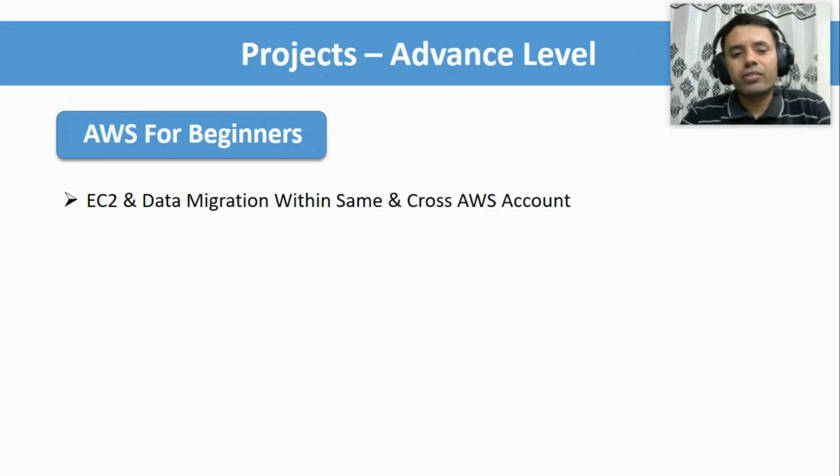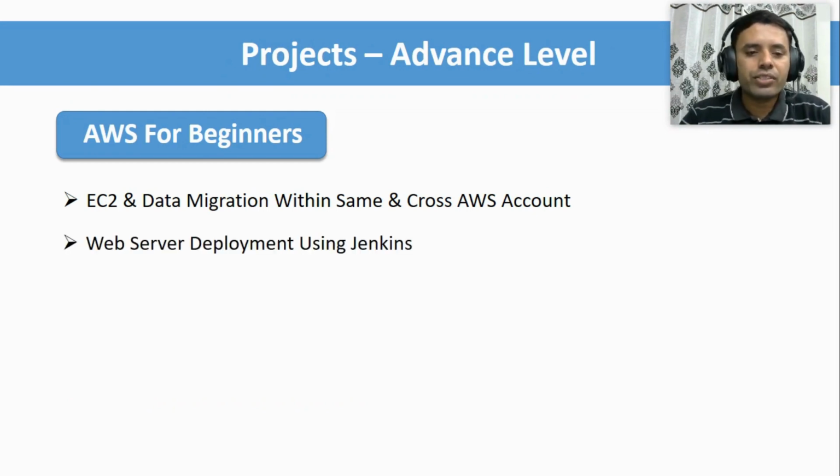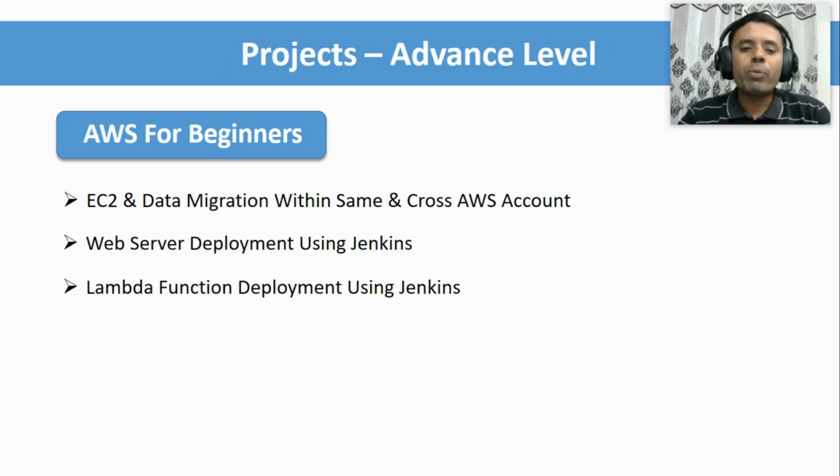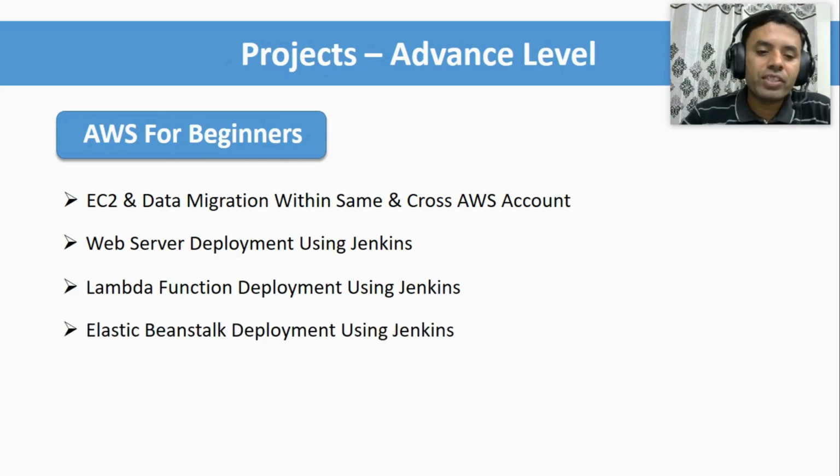Suppose you want to migrate an EC2 instance, or do a data migration from one AWS account to another one. Okay, so we will see that in a separate session. Then we will see some deployments here: web server deployments, Lambda function deployment, Beanstalk deployments, and for the deployments we will use Jenkins for now.